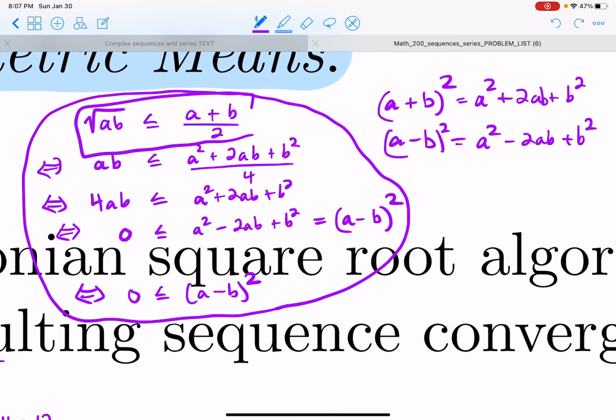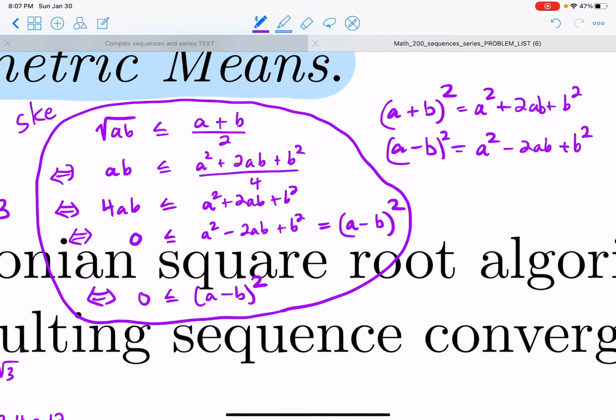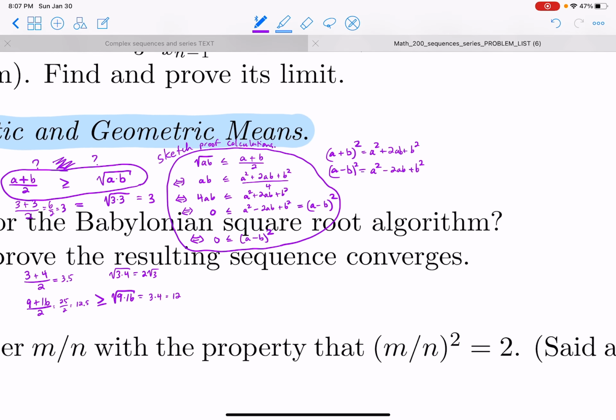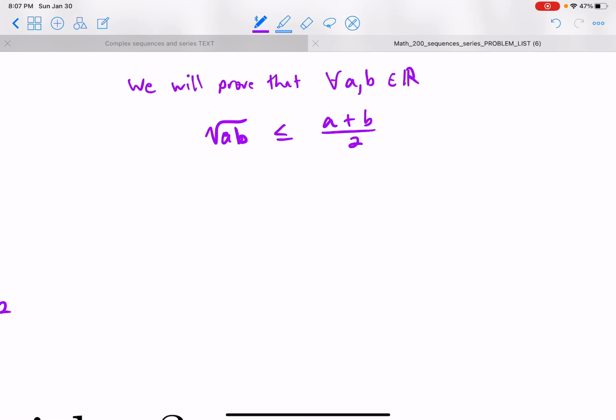Okay? Well, we've done our sketch work or sketch proof. In other words, we just made some calculations. And now to actually write down a proof, you'd want to set up very carefully what are we proving. We will prove that for all a and b real numbers, the square root of a times b, which is sort of a multiplicative average, is less than or equal to the additive average.